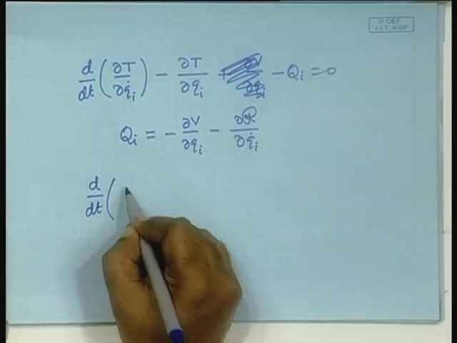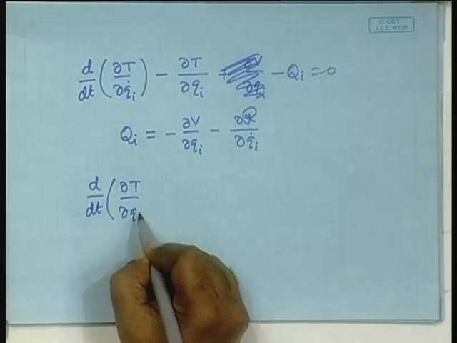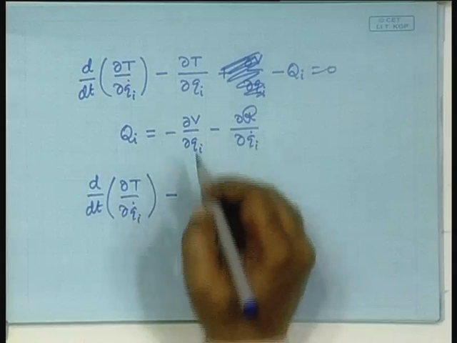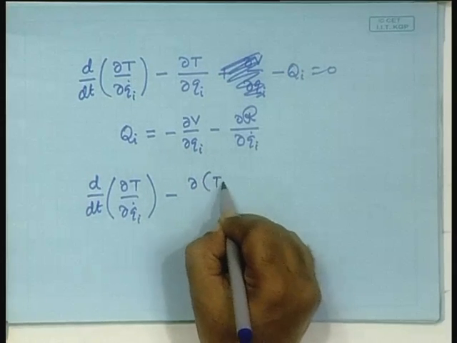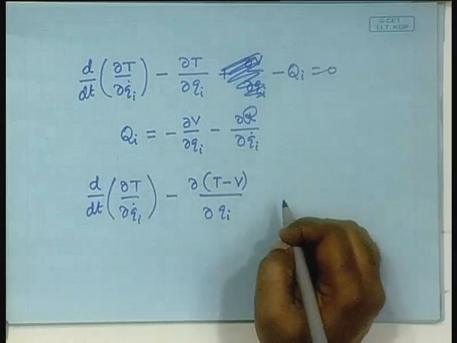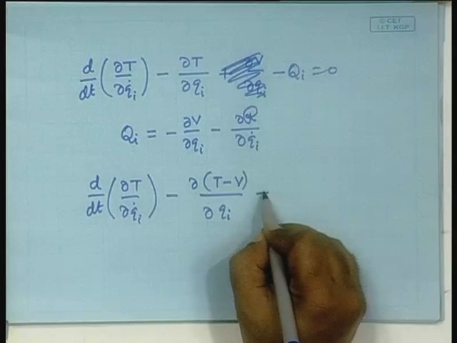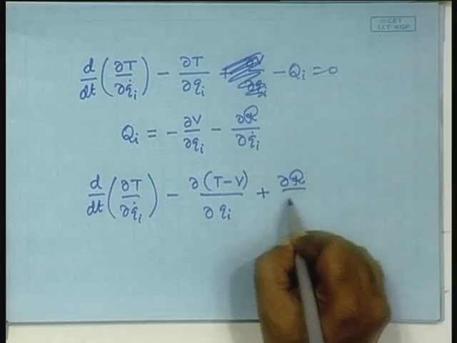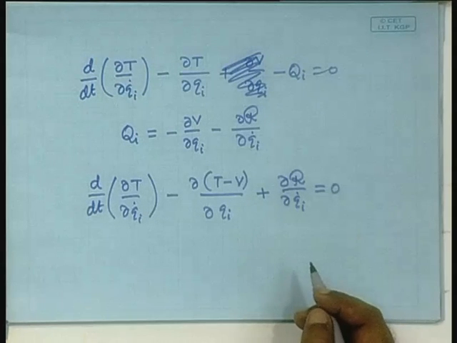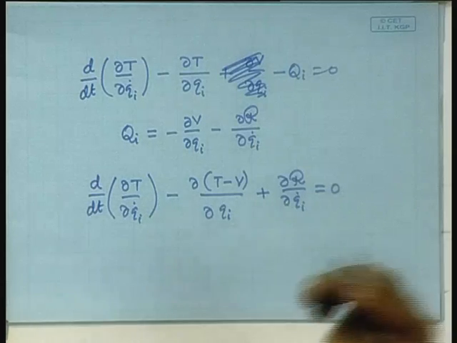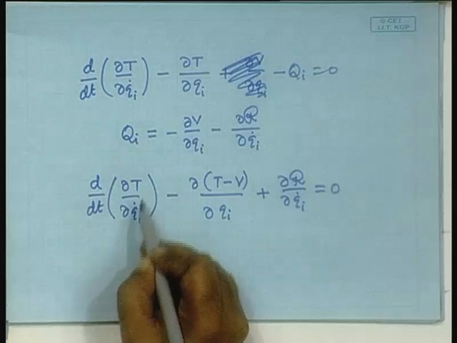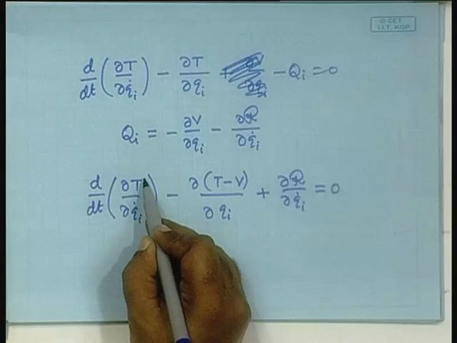d/dt of, here we have the, right, and here will be, and then we had argued that since the V does not depend on q_i dot, therefore, I can also write this as the Lagrangian term.